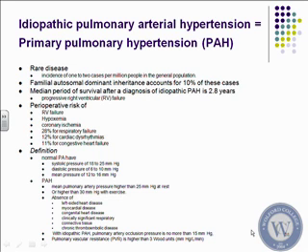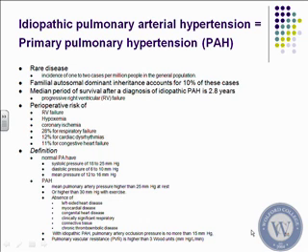Next point is primary pulmonary hypertension, also considered idiopathic pulmonary arterial hypertension. The good thing is it's a rare disease, with 1 or 2 cases per million people in the general population. It tends to be genetic, with autosomal dominant inheritance. The median survival after diagnosis is 2.8 years, so it's not something good. It's basically progressive right ventricular failure.